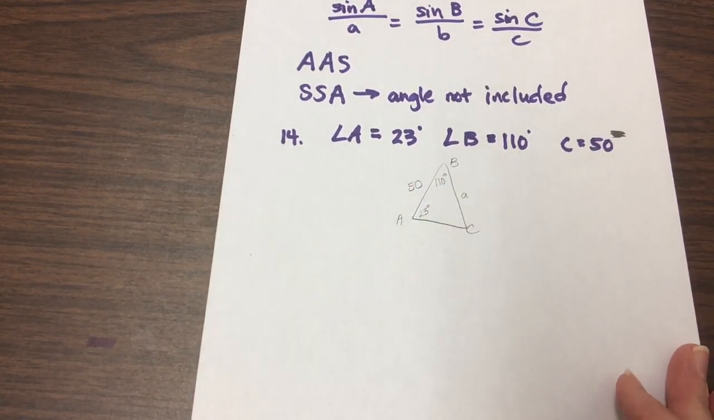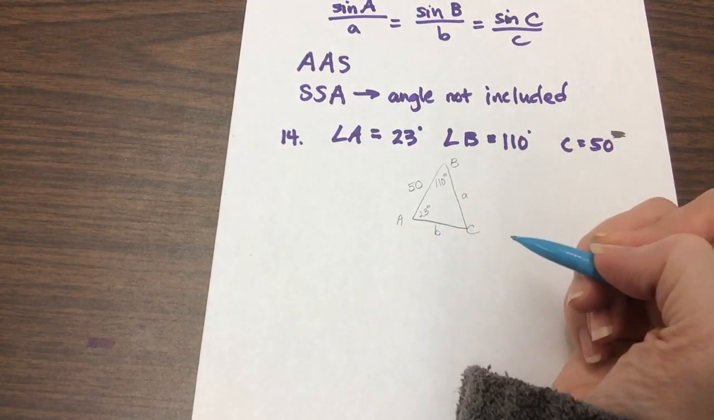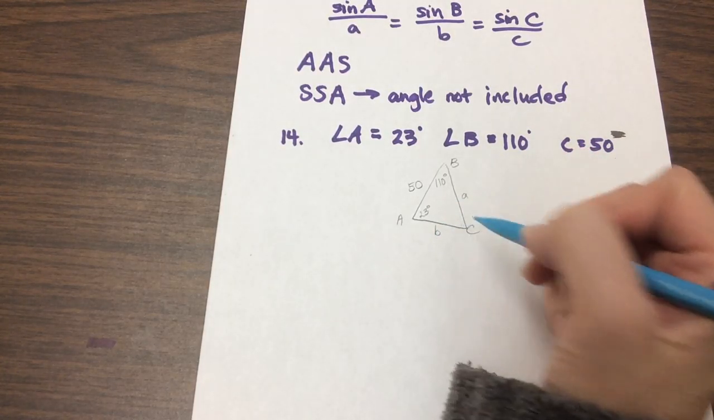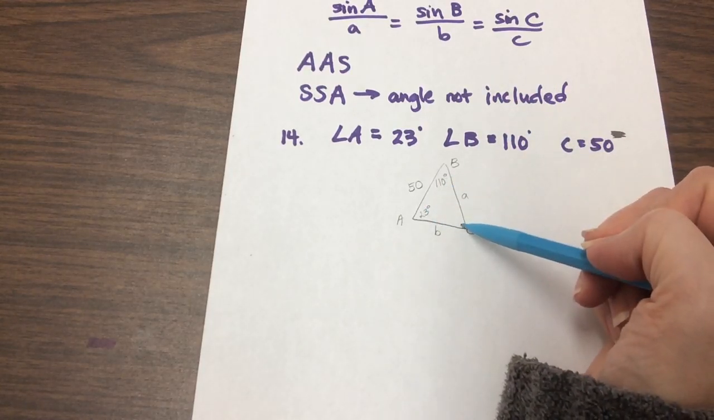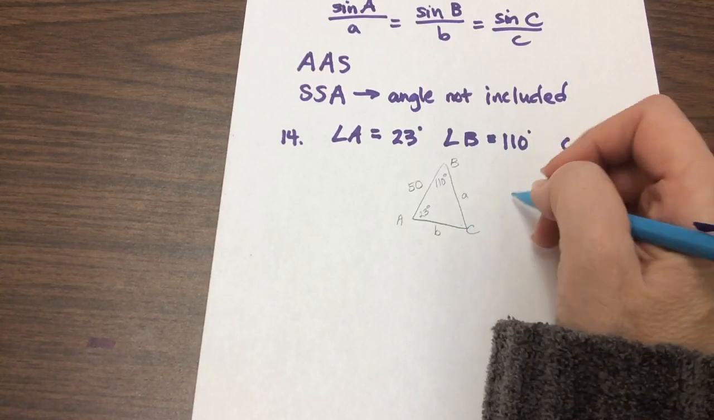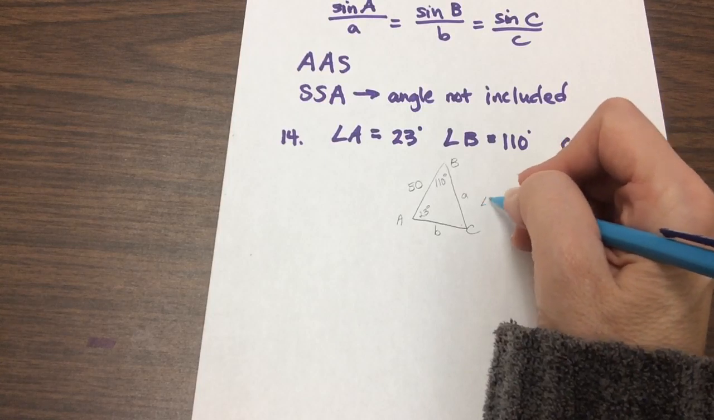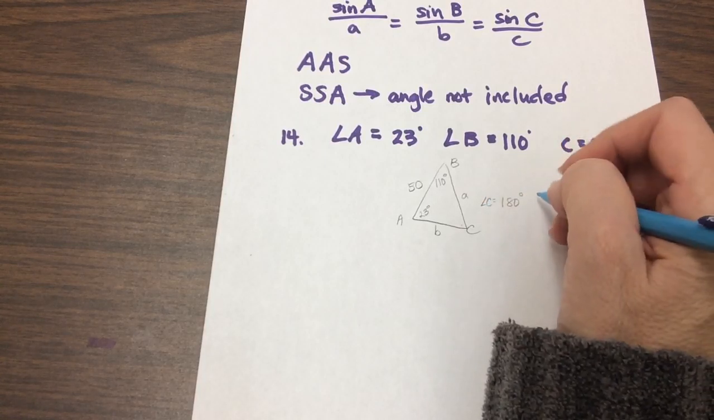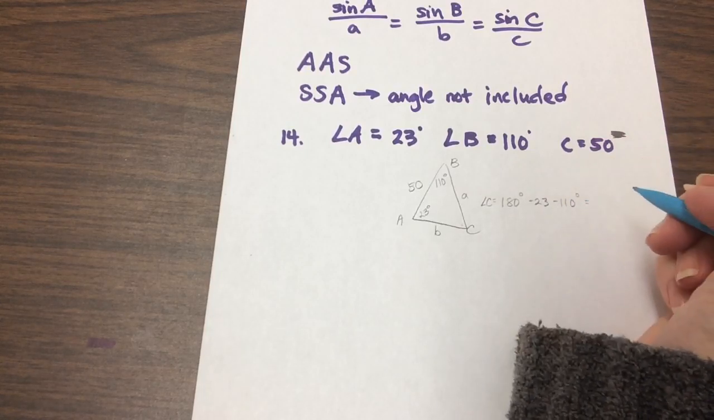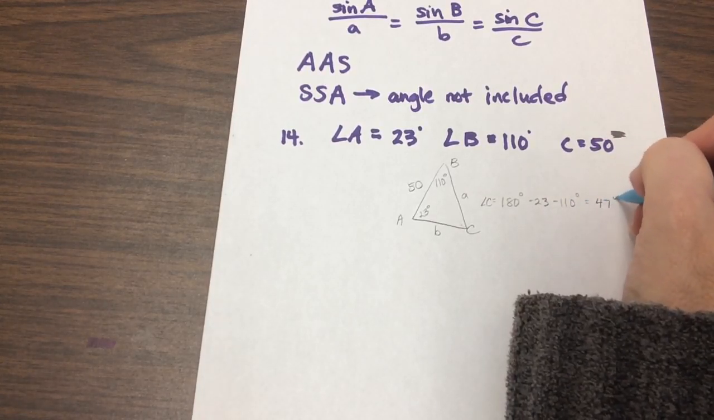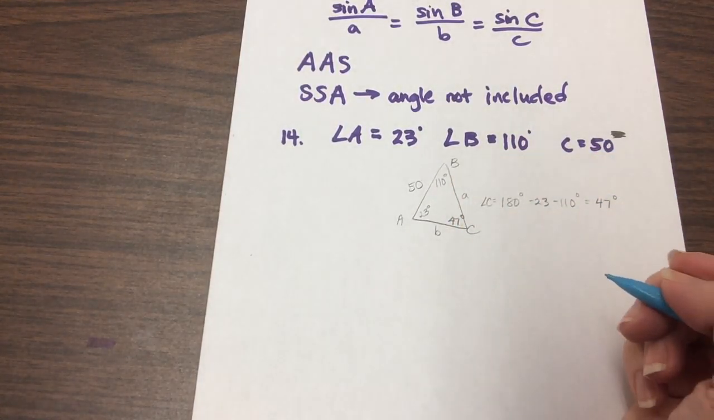Alright, so if I'm solving this triangle, I've got to figure out what A is, and what B is, and what angle C is. Now, if I'm given two angles, it's very easy for me to find the third angle in a triangle, because I know that triangle has a total of 180 degrees. So angle C in this case is just going to be 180 minus 23 minus 110, which in this case is 47 degrees. So I've already found angle C, and that's 47 degrees.